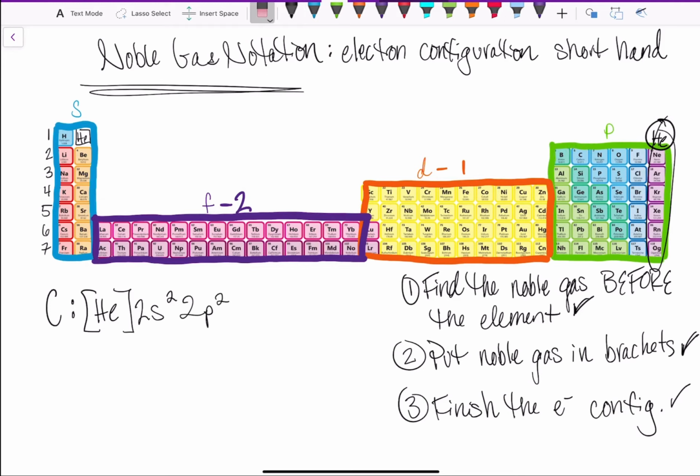And let's just write down 3 other problems for you to try. Okay, number 1, why don't you try cesium, Cs right there. Write out the noble gas notation for cesium. Number 2, let's have you try lead, Pb, lead. And then the last one, and this one's a little bit of a trick question. Write out the noble gas notation for xenon, Xe. Go ahead and pause the video, try these 3 problems.